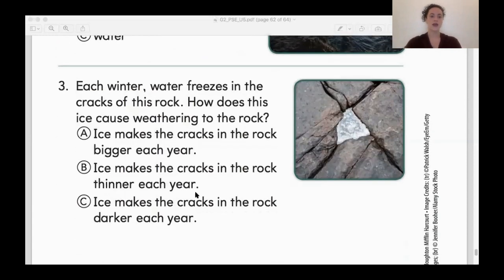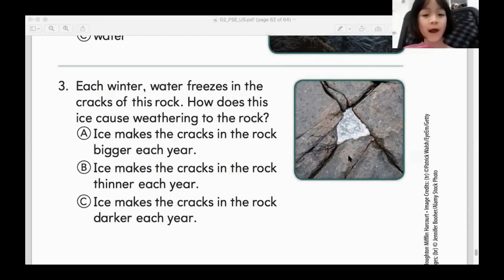Number 3, each winter water freezes in the cracks of this rock. How does this ice cause weathering to the rock? Mia? Ice makes the cracks in the rock bigger each year. Excellent. Does ice take up more space or less space than liquid water?